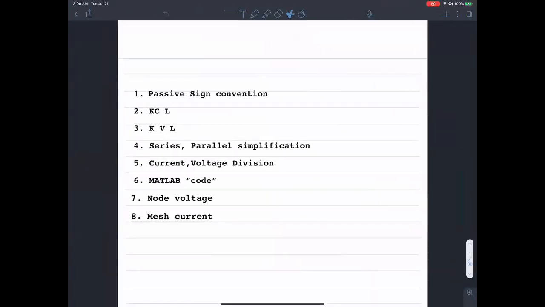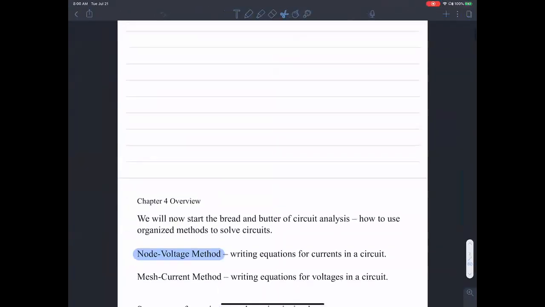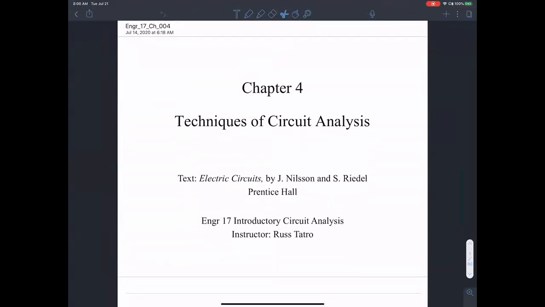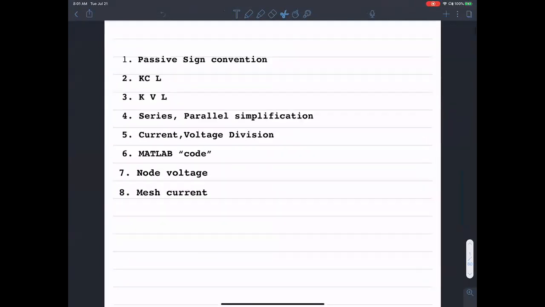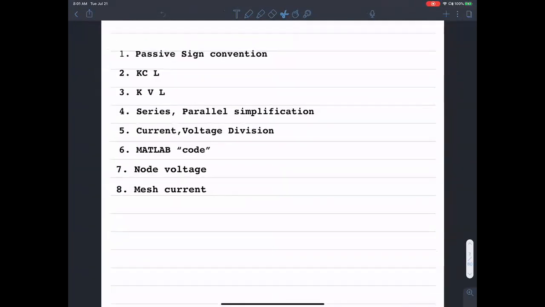This is what we did in the last class, chapter 4. In chapter 4, we started talking about node voltage method. Today we are going to look at mesh current method. Node voltage method, mesh current method.